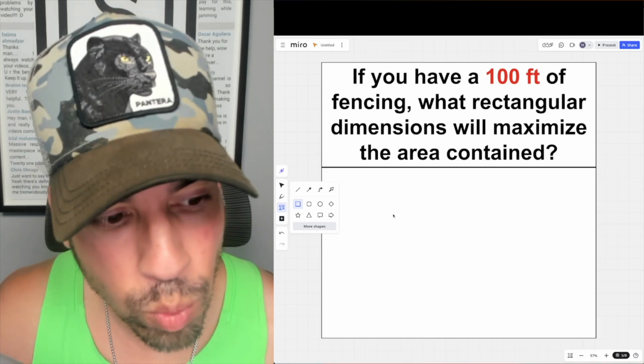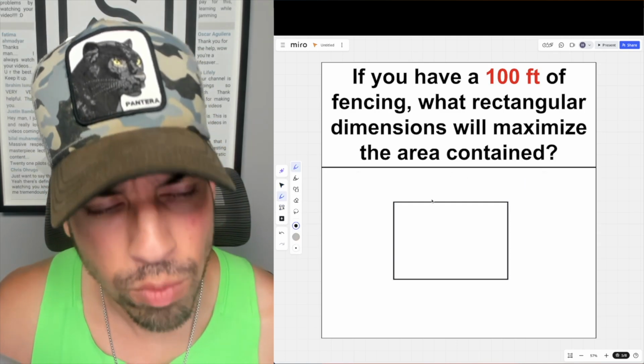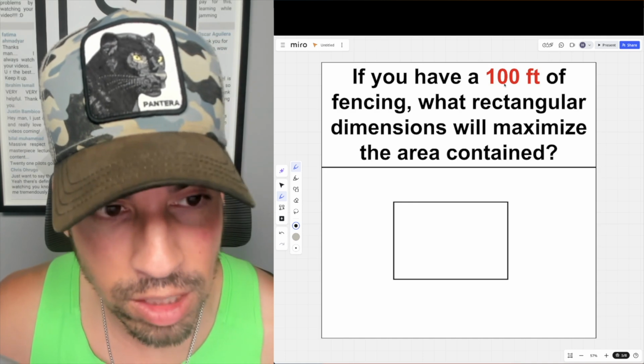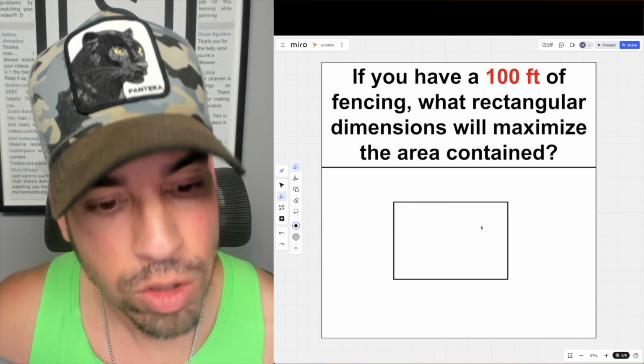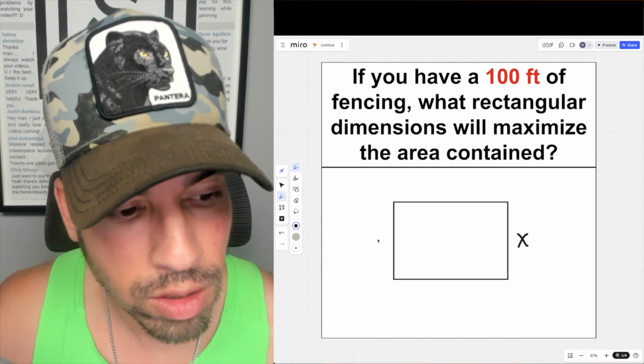So of course there's a way to do this algebraically, right? What you can do is draw out a rectangle and assign variables to the side lengths based on this perimeter, right? We have 100 feet going all the way around. So we could call this side X, and we could call the other side X right here.